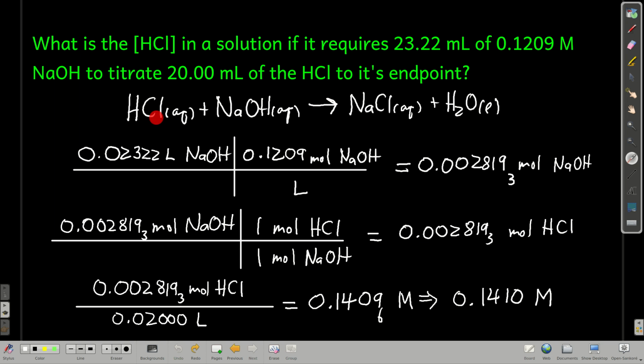Well, we need to know the balanced chemical equation. We need to know the mole-to-mole ratio between the acid and the base. In this case, it's easy because it's 1:1. But if it's not, you have to make sure you include that, and I'll show you how.